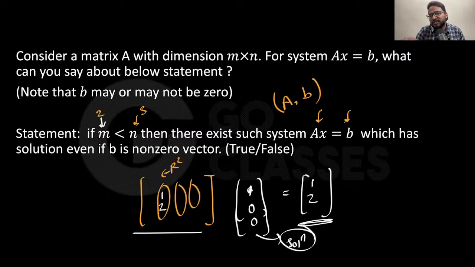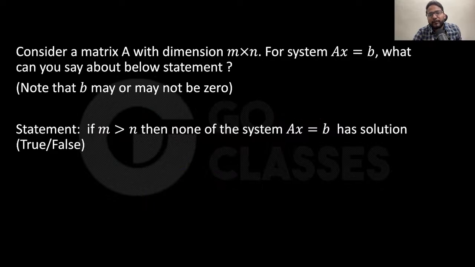So that's why this is true, right? I hope you understood that this is true. Let's go to this thing. Consider a matrix A with a dimension m cross n for a system Ax equal to b. What can you say about the below statement? Okay, this is the common paragraph. If m is greater than n, which means, let's suppose this is 3, this is 2, then none of the systems Ax equal to b has the solution.